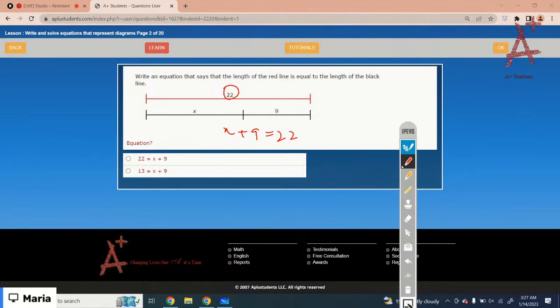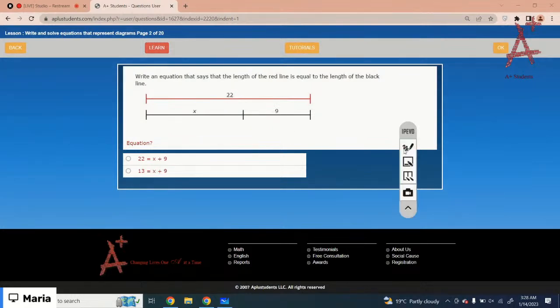Got it? So just select the correct option and click on the OK button. That would be 22 equals x plus 9. Got it?